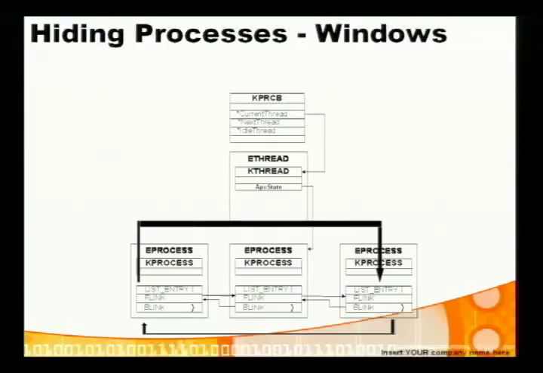So here what we're going to do is, there are flink and blink pointers in every single EPROCESS block, and they point to the processes around us. And we're just going to change the flink and blink of our neighbors so that they point around us and therefore we disappear.